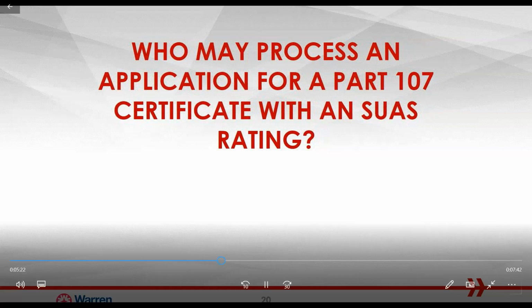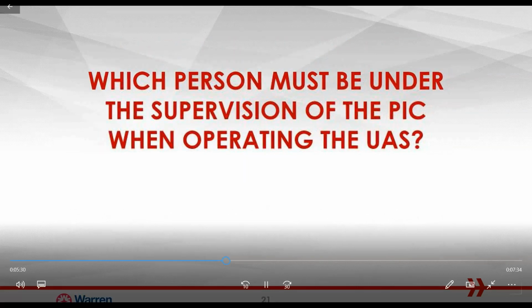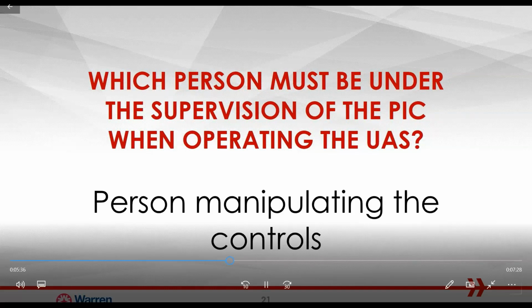Who may process an application for the Part 107 certificate? And that is the designated pilot examiner. Which person must be under the supervision of the PIC when operating the UAS? That is a person manipulating the controls. They cannot fly the drone without the remote PIC there. There must always be a remote PIC in any commercial operation.